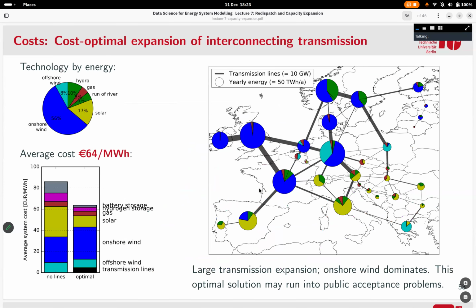So if you allow the system to optimize the capacities, you can achieve much lower costs, maybe 64 euros per megawatt hour. Again, it's all just illustrative. And how does this cost reduction come into place? Well, a couple of things happen here. So first of all, you need less storage capacities.